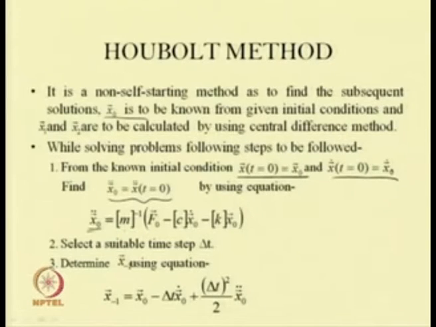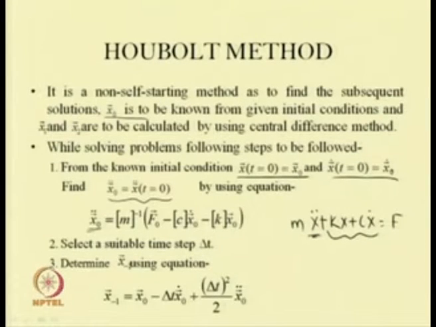Let us take a multi-degree of freedom system, where the equation can be written in this form: m x double dot plus c x dot plus k x equal to f. In this case, x 0 double dot at time t equal to 0 can be obtained from this equation by substituting t equal to 0 from the known initial conditions x 0 and x 0 dot. By taking these two terms to the right hand side and putting m inverse, here we can put this small m as it is written here.